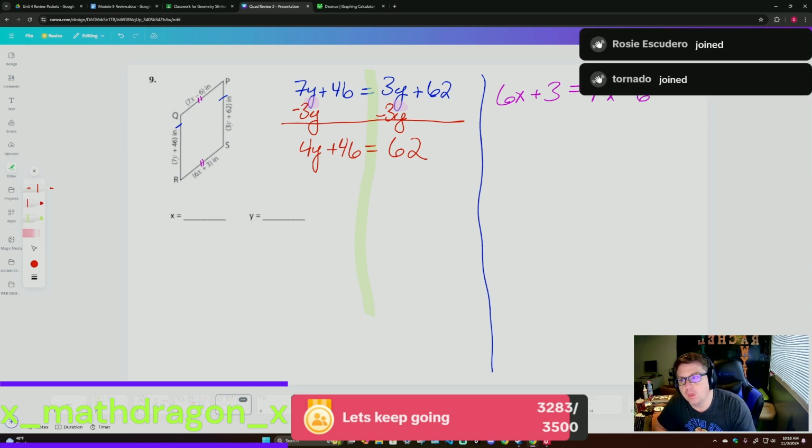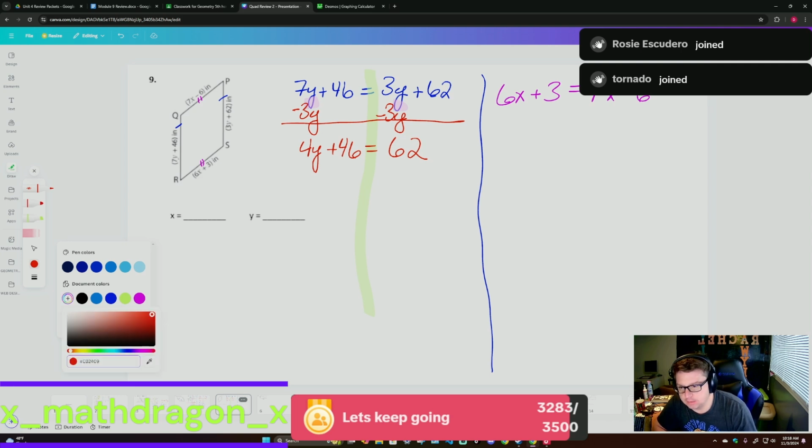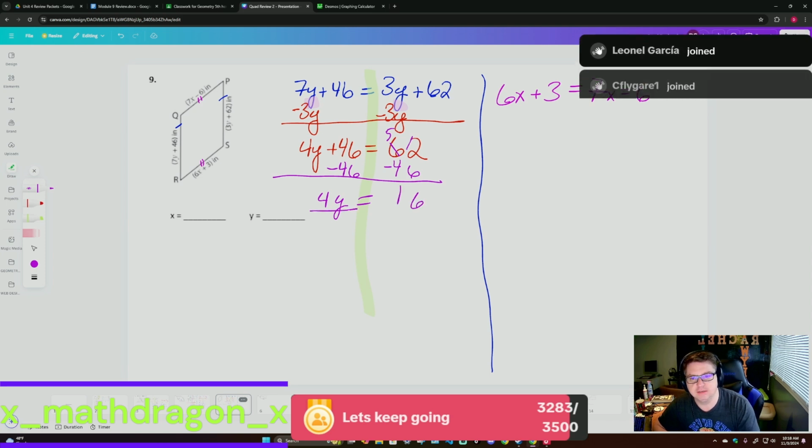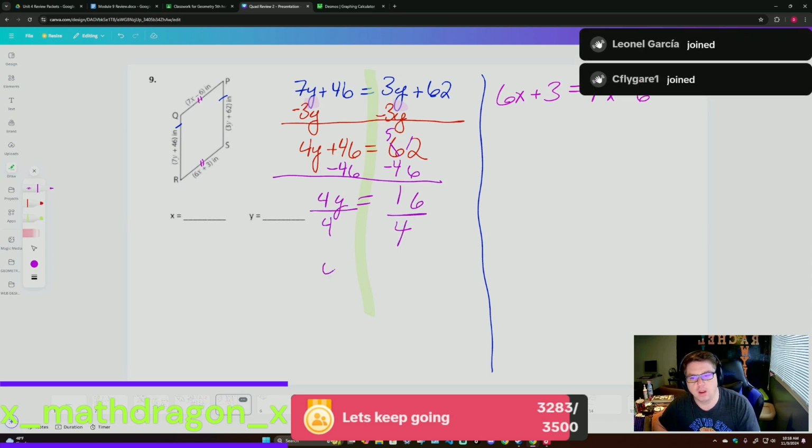So, all right, so we subtracted 3y from both sides. Let me get a good purple in here, and we're going to subtract 46 from both sides now, and then we're going to be left with 4y equals, we're going to borrow from there, that's going to be a 6, 16, divide by 4, and y is going to equal 4.